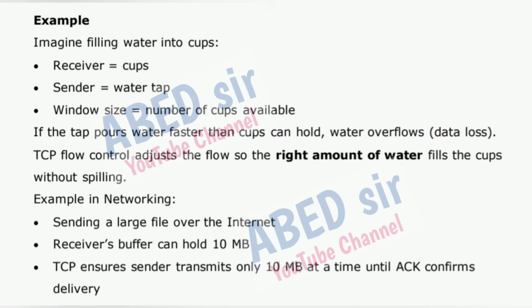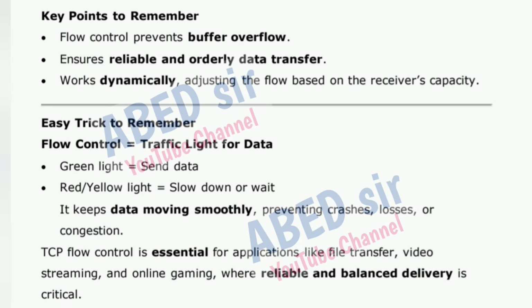Example in networking: sending a large file over the internet. The receiver's buffer can hold 10 megabytes. TCP ensures the sender transmits only 10 megabytes at a time until ACK confirms delivery. Key points to remember: flow control prevents buffer overflow, ensures reliable and orderly data transfer, and works dynamically, adjusting the flow based on the receiver's capacity.